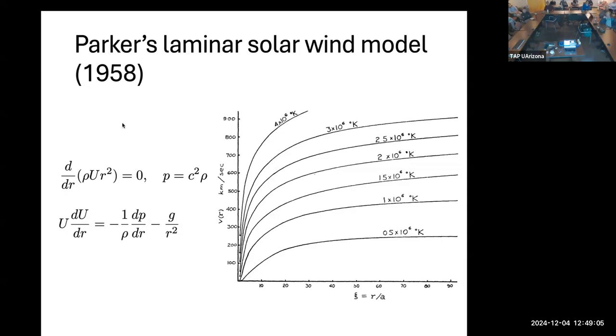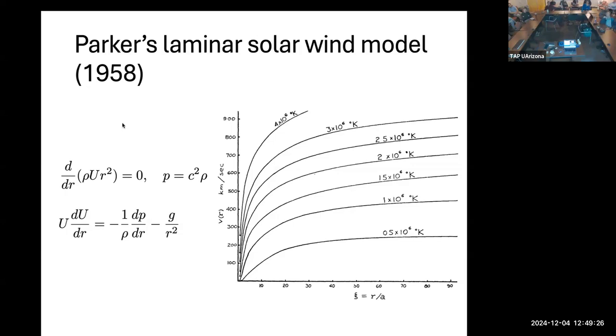On the y-axis, you have the flow velocity in kilometers per second, and on the x-axis, the normalized radial distance from the sun, normalized to the solar radius. And each curve is a solution obtained imposing a different temperature at the coronal base.